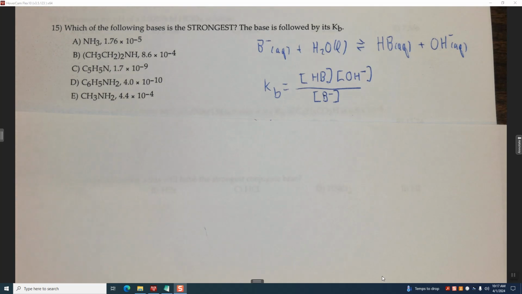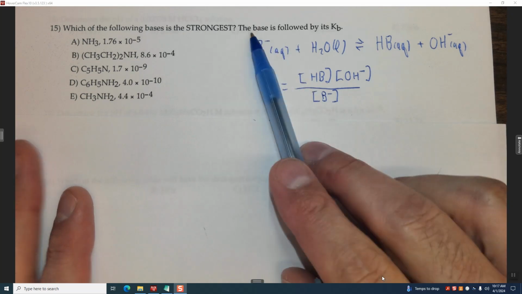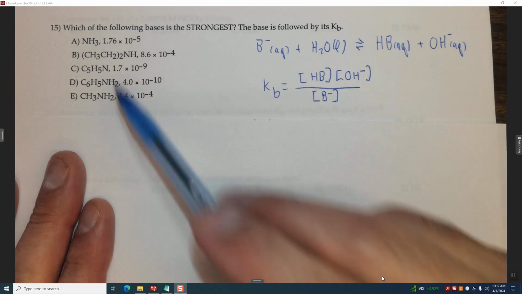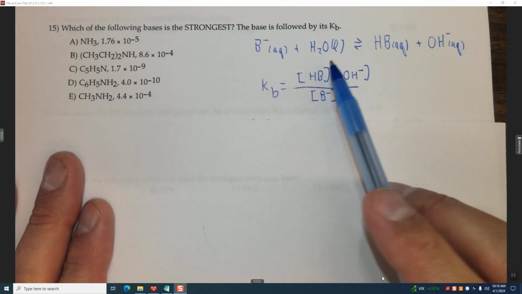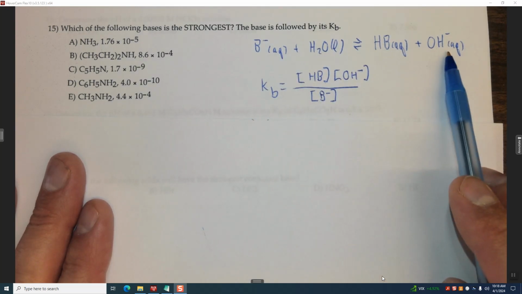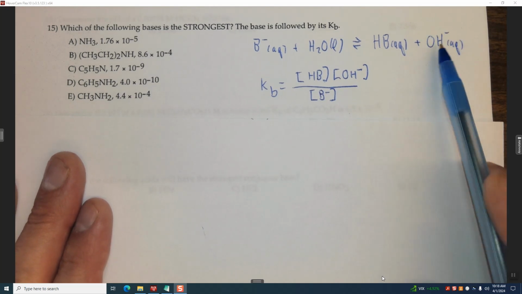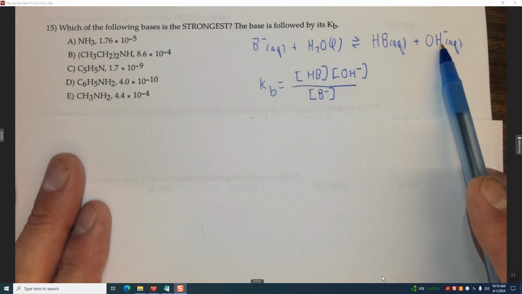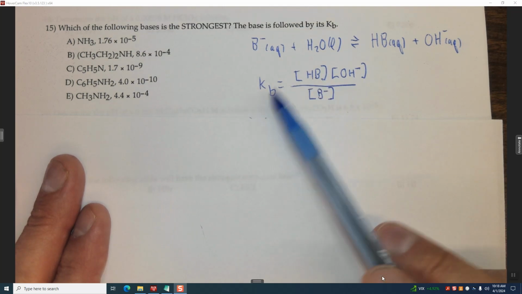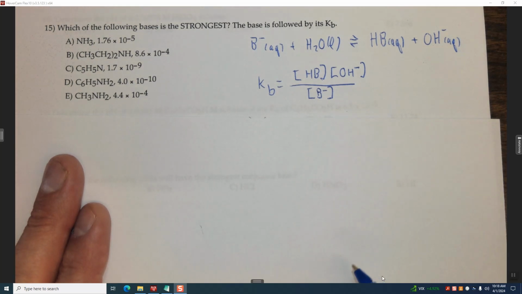If you haven't already watched the previous question, do that because this is exactly the same thing. It says, which of the following is the strongest base? The base is followed by the Kb value. These are a bunch of different nitrogen-containing organic bases, many of them, except ammonia. You have B plus H2O yields HB+ plus OH minus. The thing that affects the pH is the OH minus. So the one with the greatest concentration of OH minus is going to be the strongest base. Again, since OH minus is on the top, the one with the greatest Kb value is the strongest base.